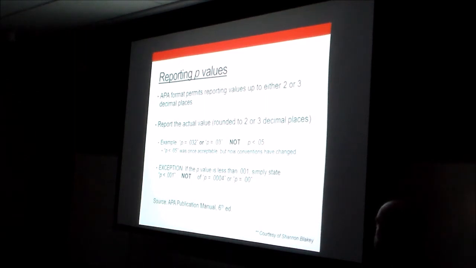Some stuff on p-values. Report p-values to 3 decimal places. And don't put p equals 0.00. SPSS will show you that, but that's not what it means. The probability isn't exactly 0. It's some vanishingly small probability, but it's not an exact probability of 0.